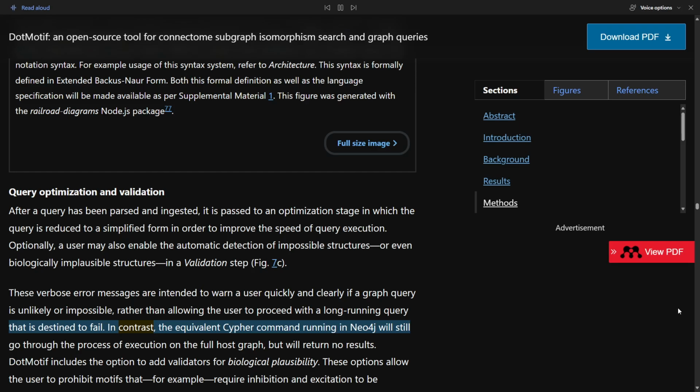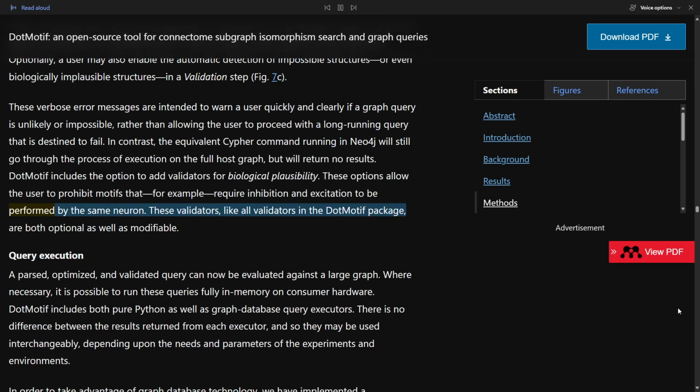In contrast, the equivalent Cypher command running in Neo4j will still go through the process of execution on the full host graph, but will return no results. DotMotif includes the option to add validators for biological plausibility. These options allow the user to prohibit motifs that, for example, require inhibition and excitation to be performed by the same neuron. These validators, like all validators in the DotMotif package, are both optional as well as modifiable.